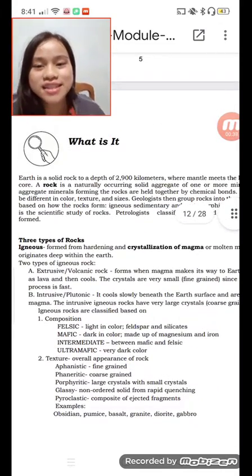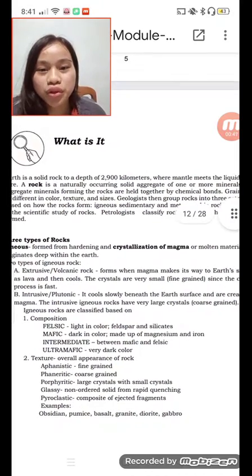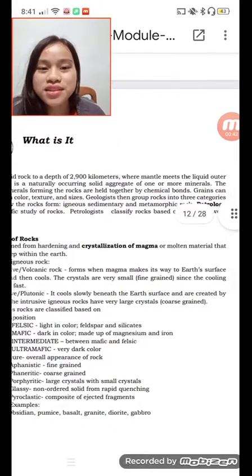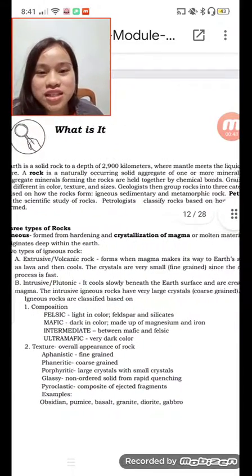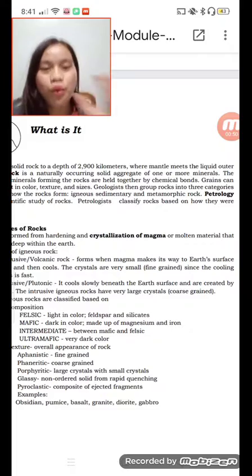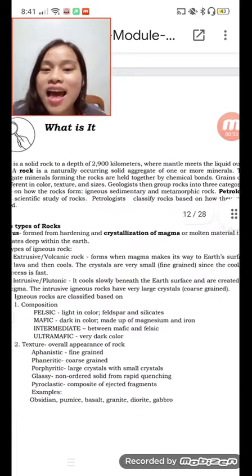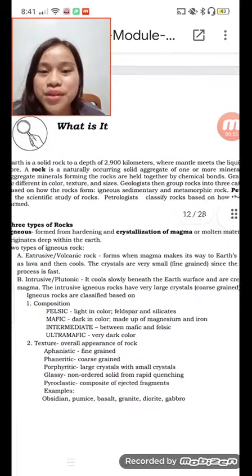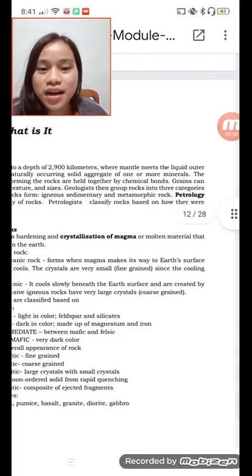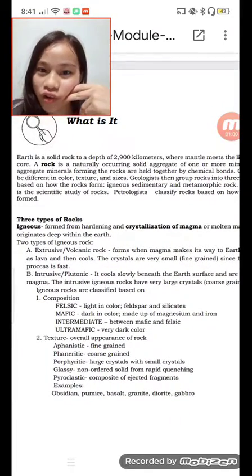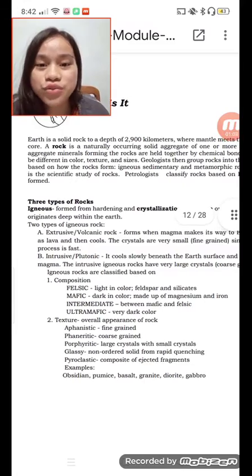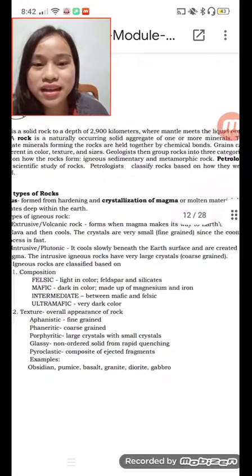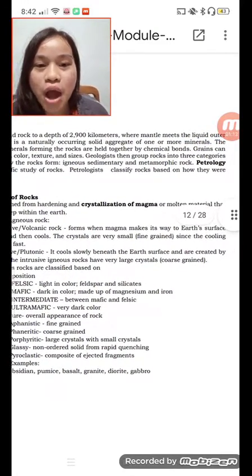What is it? Earth is a solid rock to a depth of 2,900 kilometers, where the mantle meets the liquid outer core. A rock is a naturally occurring solid aggregate of one or more minerals. The aggregate minerals forming the rocks are held together by chemical bonds. Grains can be different in color, texture, and size. Geologists group rocks into three categories based on how the rocks form: igneous, sedimentary, and metamorphic rock.